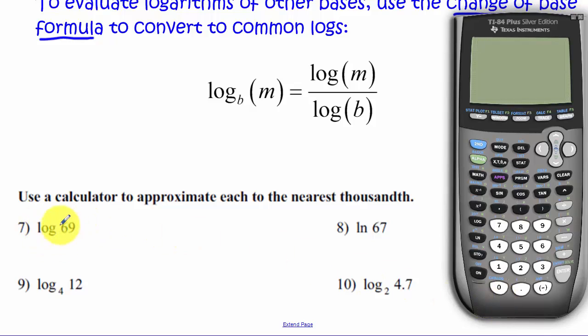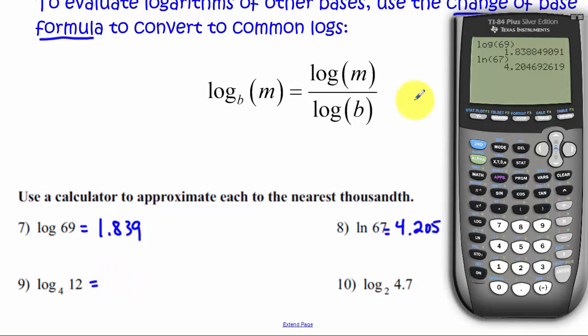So this is a common log. All we have to do is press our number here and enter our function value, our argument, and if we round that to the nearest 1,000th, this would be 1.839. Okay, here ln, there's a button for that, so it's very simple. And if we round that to the third decimal place, we've got here 4.205.